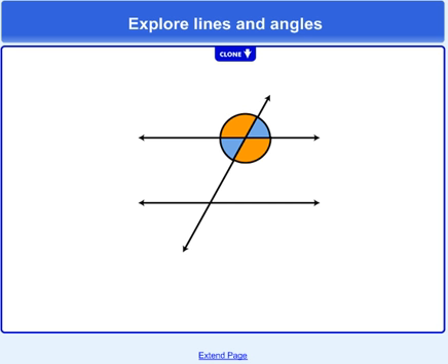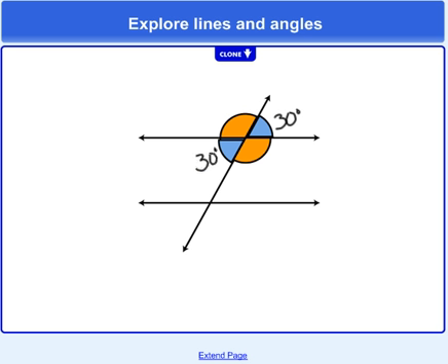So here what I'm going to show you is that these blue angles are actually going to be congruent. When I say congruent, you're going to hear that word a lot. That actually means equal. They're the same. So let's say the blue one is 30 degrees, well then this other blue angle is going to be 30 degrees, okay?